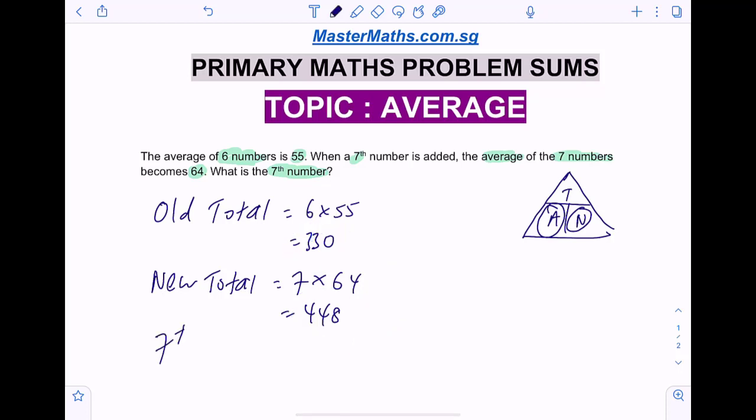So the 7th number will be equals to 448 minus 330. 118 is our answer for this question.